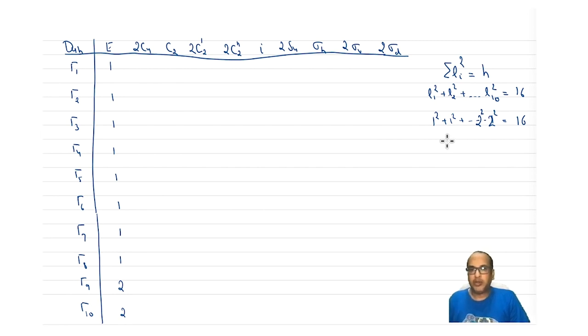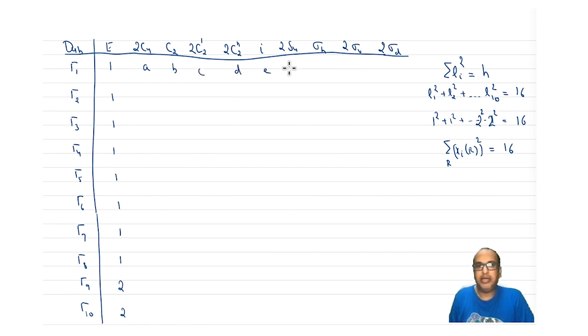Now I also know that the summation over all R of chi R square is also equal to h, which is 16. So that means for any given representation, if I take the sum of squares of the characters under the different symmetry operations, I should get 16, right? And this would also be multiplied with the class sizes. So let's say these are A, B, C, D, E, F, G, H, I. Okay, let's go to the next page.